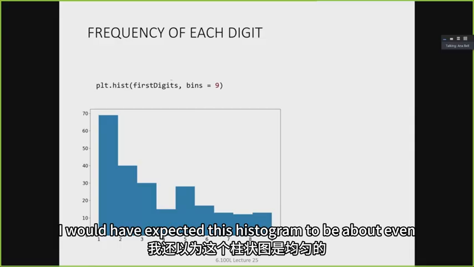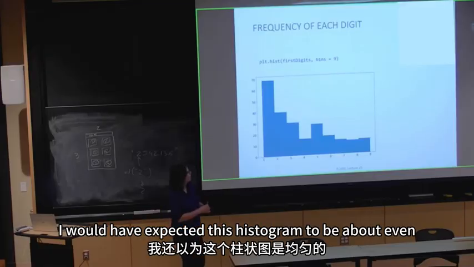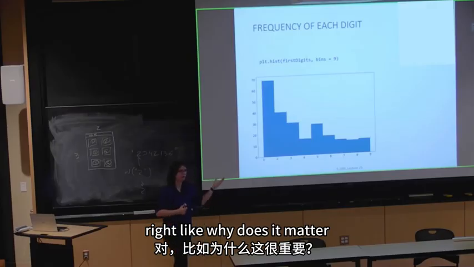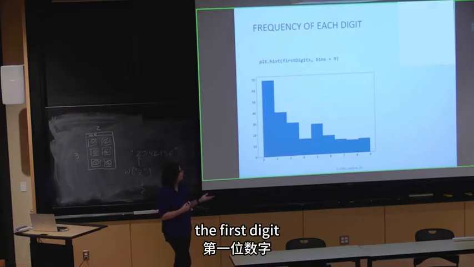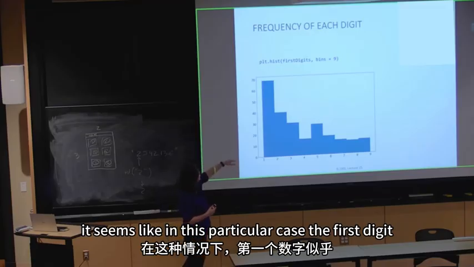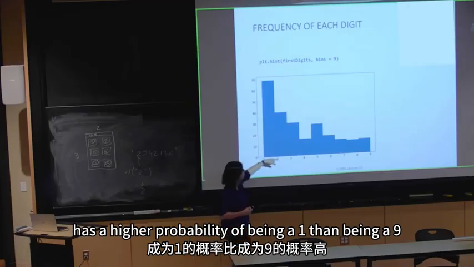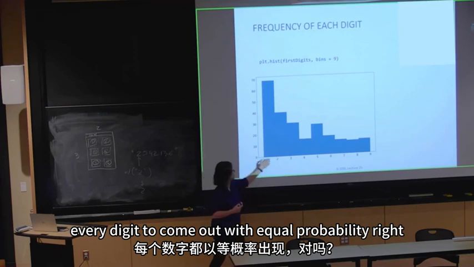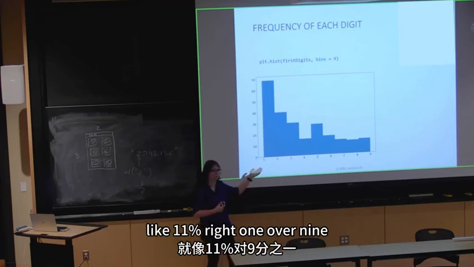Now, I would have expected this histogram to be about even, right? Like, why does it matter, the first digit? It seems like in this particular case, the first digit has a higher probability of being a 1 than being a 9. But intuitively, I would have expected every digit to come out with equal probability, right? Like 11%, right? 1 over 9.